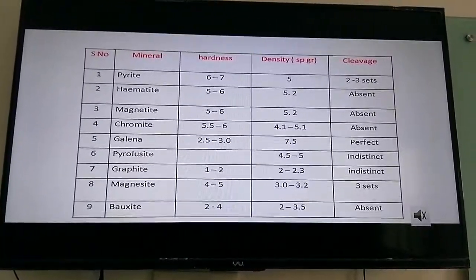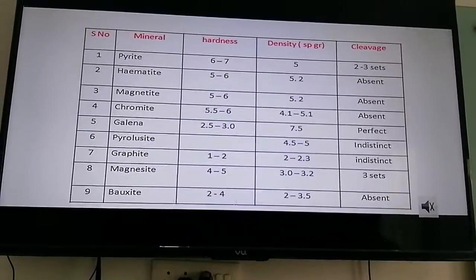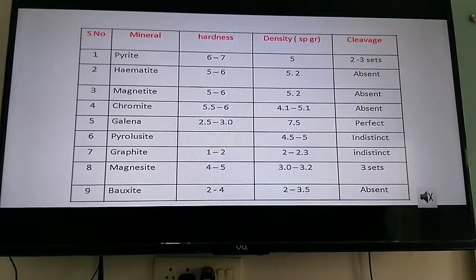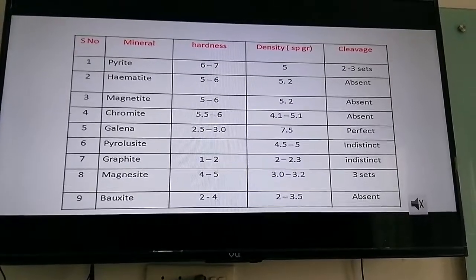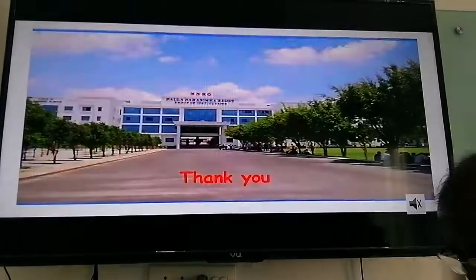These are some of the parameters: hardness, density, cleavage for some of the economic minerals. So pyrite, hematite, magnetite, chromite, galena, pyrolusite, graphite, magnesite, bauxite are shown with their hardness, density and cleavages.